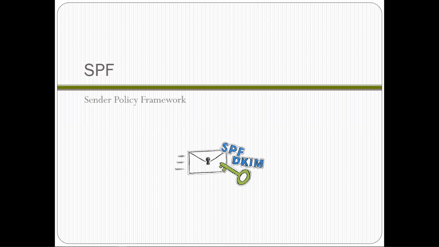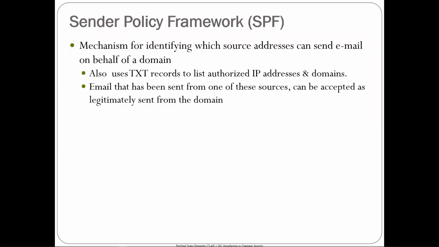So there are other ways of ensuring client authentication. And one of these ways is this sender policy framework, or SPF. And it also uses text records. And the way it uses text records is to advertise a list of authorized IP addresses and domains who can send mail on their behalf. So you're a domain, pdx.edu, and you have a list of addresses and services that you have blessed as being able to send authentic email from pdx.edu.